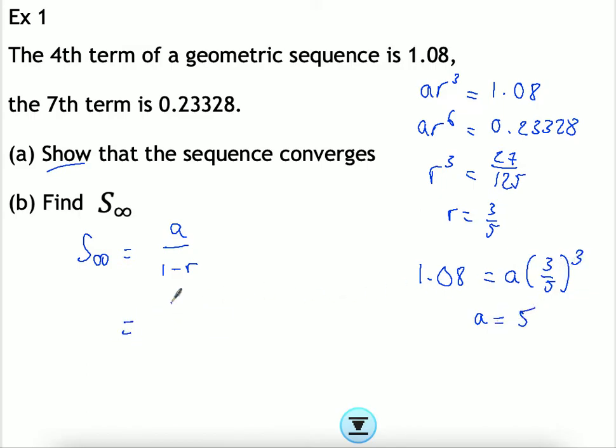So the sum to infinity is 5 over 1 subtract r. R is 3/5, so 1 subtract 3/5 is 2/5. So 5 divided by 2/5 is 12.5. So all of the terms in this series added together would be 12.5. Then the next one would be add 0, then add 0, then add 0.